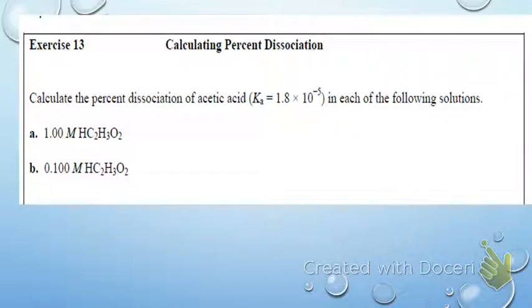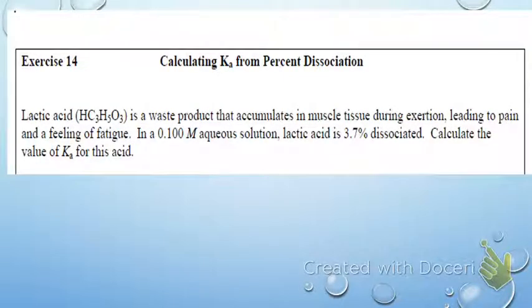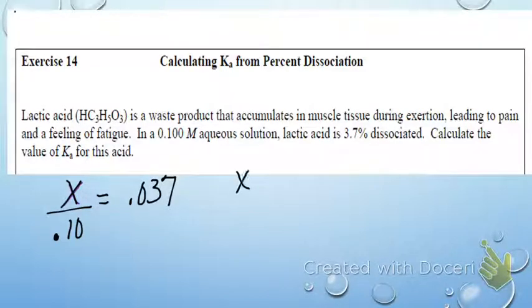So the next problem, 14, says lactic acid. It's what you get when you exercise. If you have a 0.1 molar aqueous solution and it is 3.7% dissociated, calculate the Ka value for that. So we would write that as x over 0.10 is equal to 0.037, because we want to take it out of that percentage, right? So then x is going to be equal to 0.0037 molar.